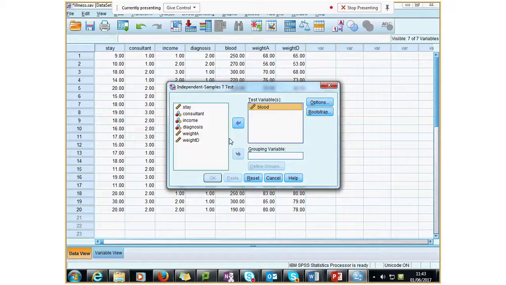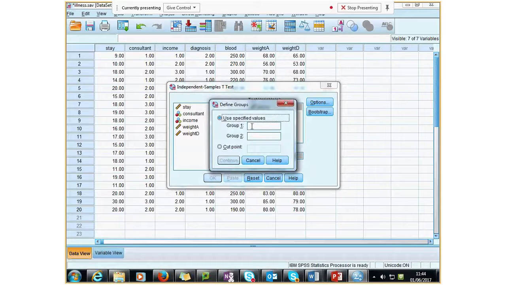The grouping variable is, well, what's the difference in the two groups? In this case, it's diagnosis, so we put that in the grouping variable. We could also say this is the independent variable. We now need to define the groups that we've got, so we can click there, and because of the diagnosis we've only got two groups, and we call them 1 and 2, then we can put 1 and 2 in there.